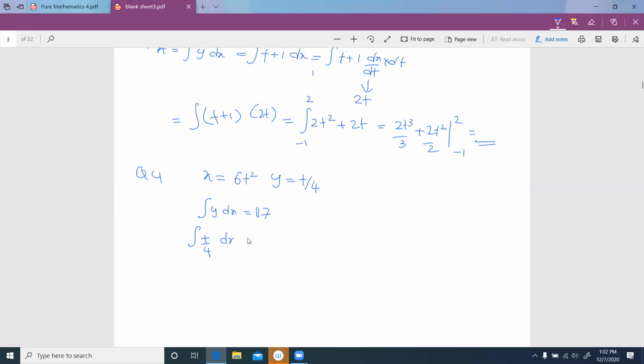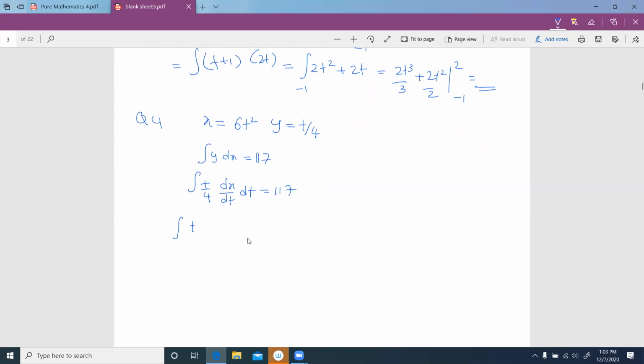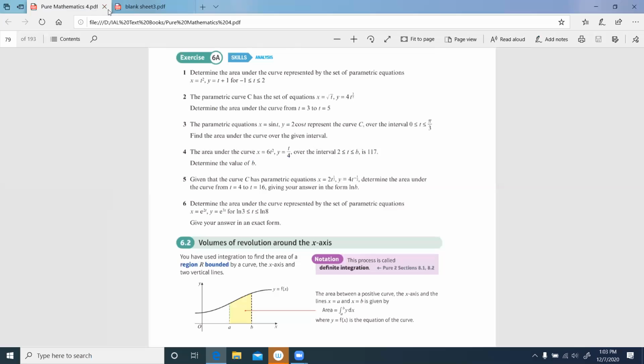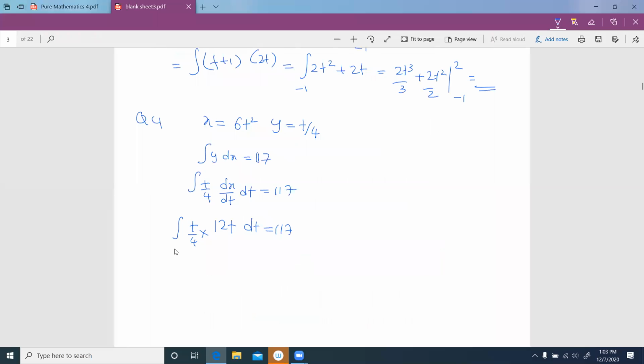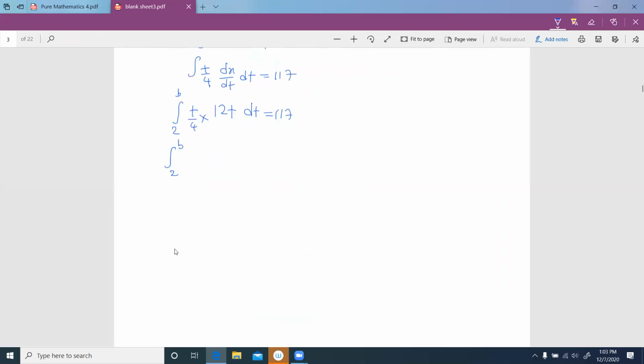Now here we have to correct it with dx over dt into dt. Let's put the 117 there. Then what you can get here is t over 4 times dx over dt. From here you can say dx over dt is 12t. 12t dt is equals to 117. Then we can put the boundaries. It should be 2 to b, right? So this is just like 2 to b. Then if you simplify from 2 to b, that is 3t squared.